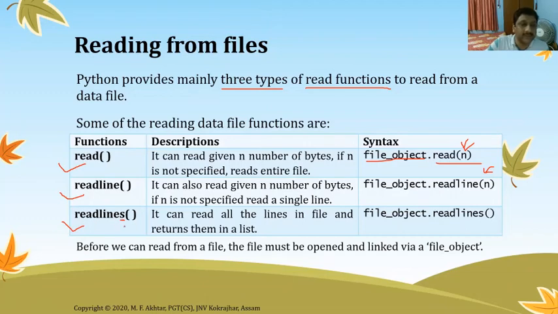Now the readlines function can read all the lines of the file and returns them as a list. The list data type it will return. File object dot readlines, and there is no need to give any value n, because it is made to read all the lines, all the data from that file. Remember that before we can read from a file, the file must be opened and linked via a file object. Means before using any of these functions, we have to write the open function.